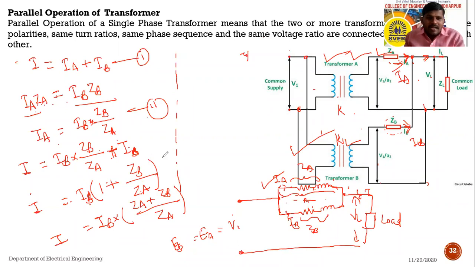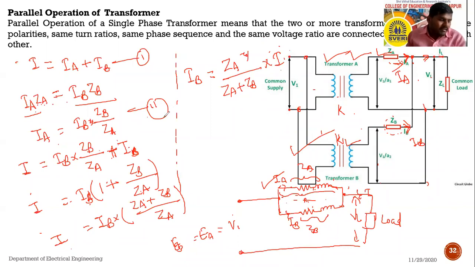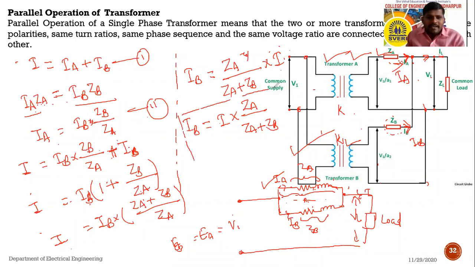Now I want to calculate the value of IB. Shifting the bracket term to the other side, ZA, which is in the denominator, becomes the numerator, and the numerator term becomes the denominator. So IB is equal to ZA divided by ZA plus ZB, into the total load current. I have derived the equation of current taken by transformer B: total load current I into ZA divided by ZA plus ZB. This is the load current shared by transformer B.